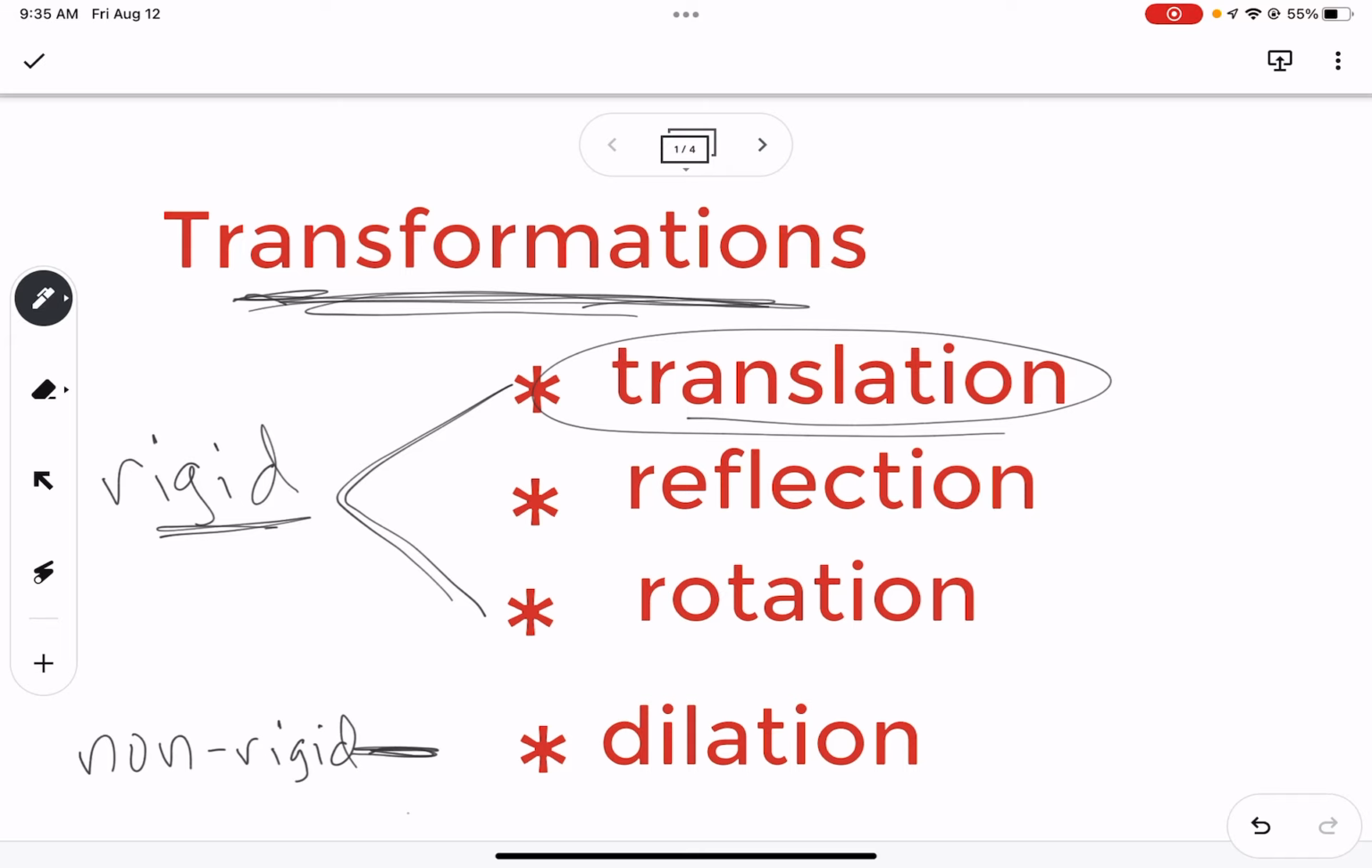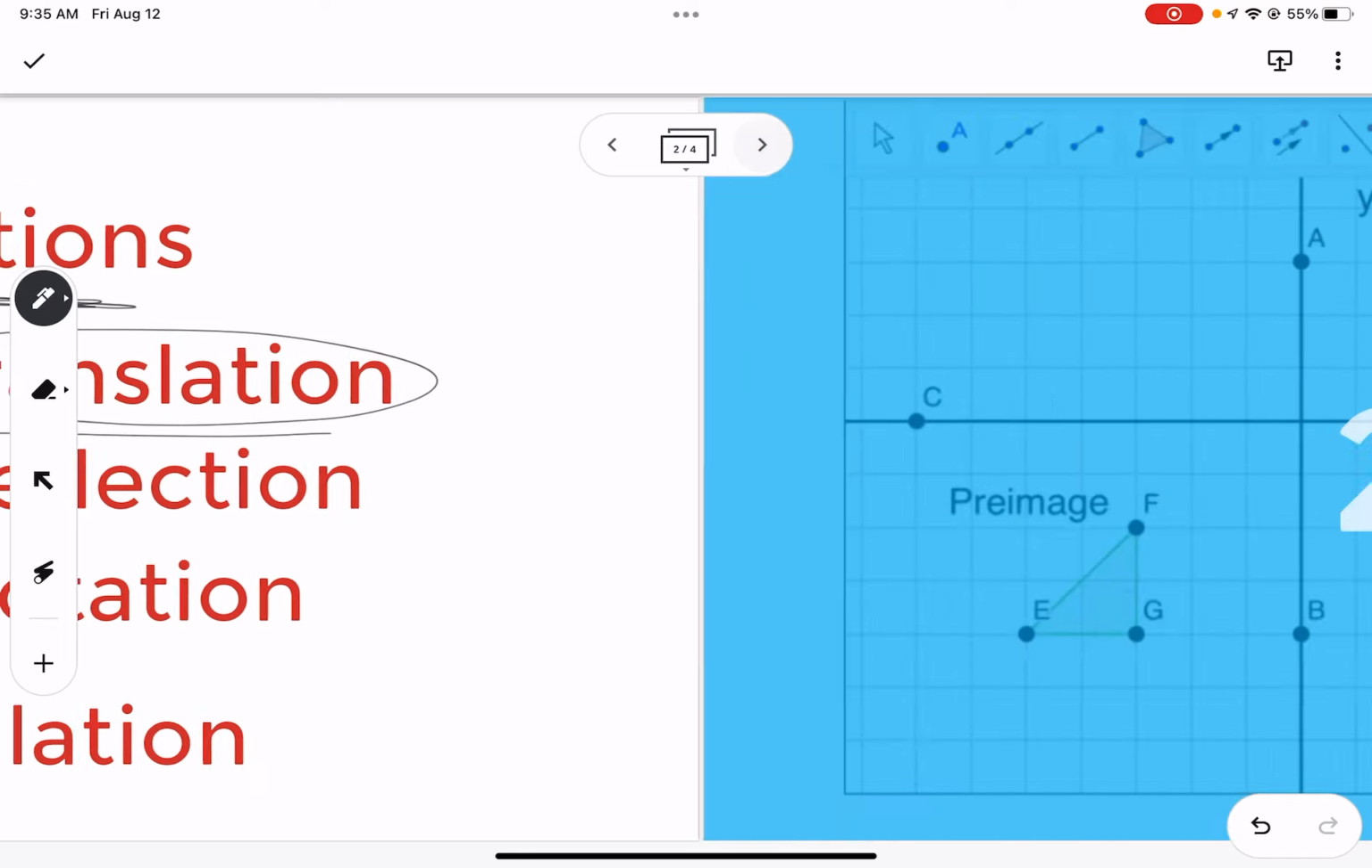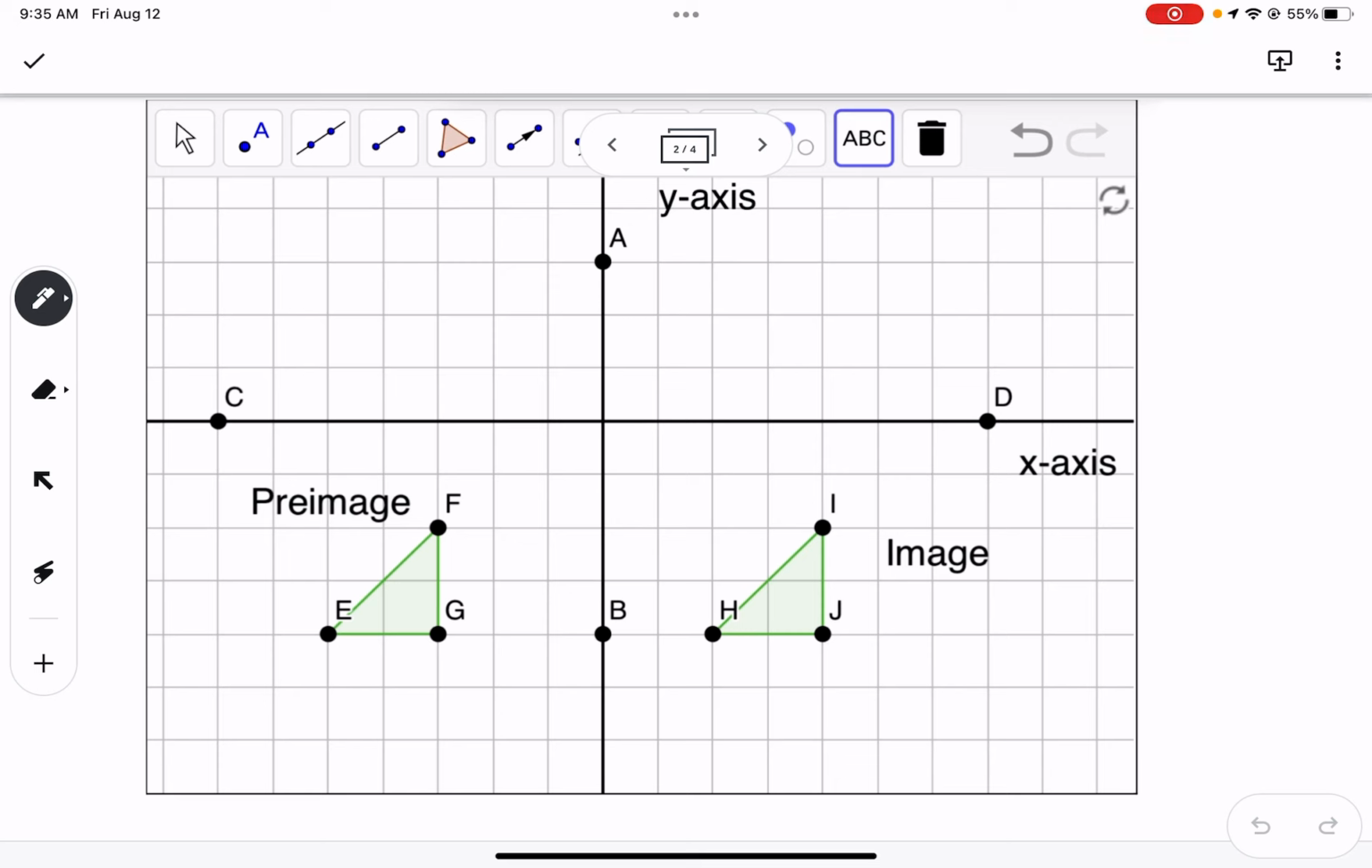Okay, let's take a look at some examples and some language that we need to be aware of. First, the language that we're going to be using when it comes to transformations. In transformations, the original figure that you start with is referred to as a pre-image. And when you're finished transforming it, or you're looking at a transformed version of a figure, we refer to it as the image. What you'll also see is a notation.